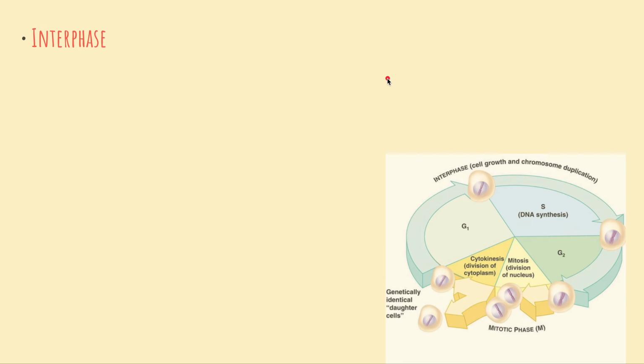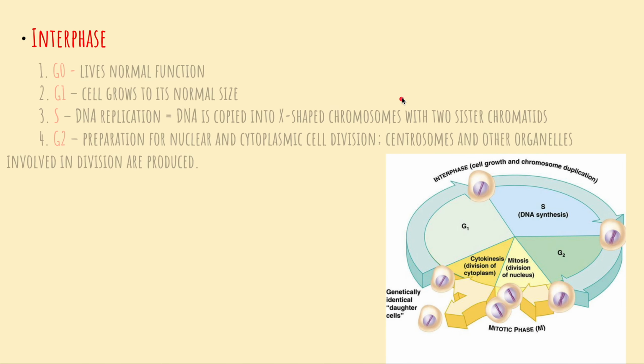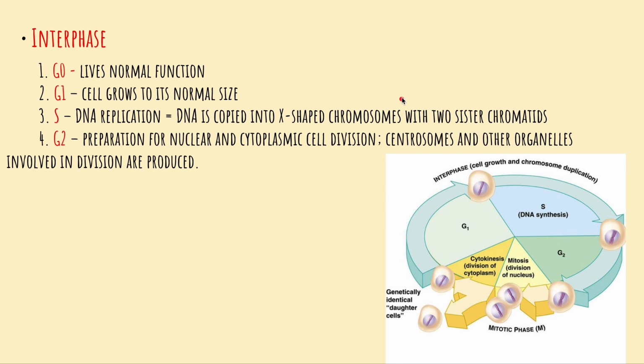So, what is interphase? There are 4 stages to interphase. In G0, which is not pictured here but was in the other diagram, a cell lives out its normal functions. It does its normal things, it does its normal life. Say a blood cell carries out its function, providing energy and stuff like that. G1 is when the cell grows to a mature size. It grows all the way up so that it's ready for DNA synthesis.